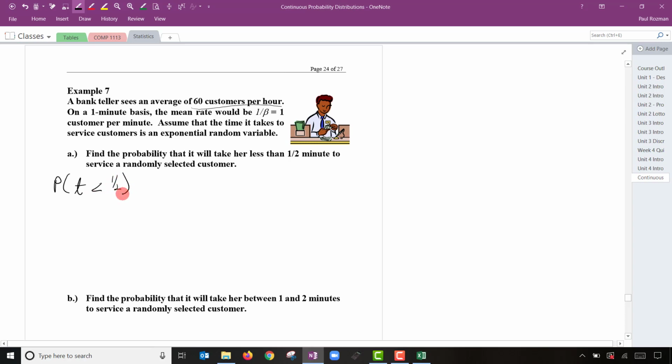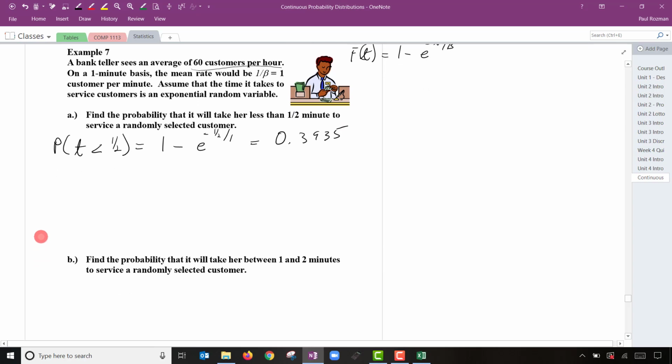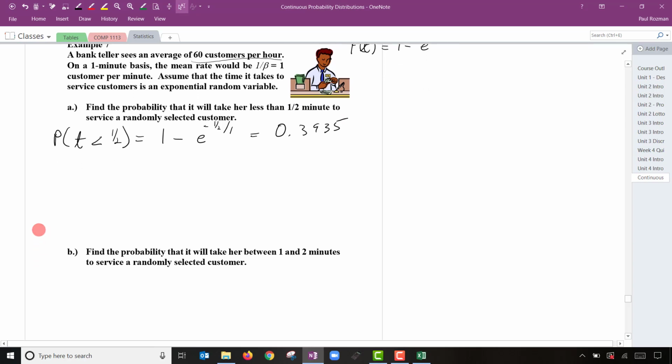Well, we've already derived the formula. F of t is 1 minus e to the minus t over beta. So our beta here is 1. So we have 1 minus e to the negative 1/2 over 1, which is 1 minus e to the minus 1/2, which ends up being 0.3935. And this is so easy, you probably don't need Excel to do it, but Excel does have a function.